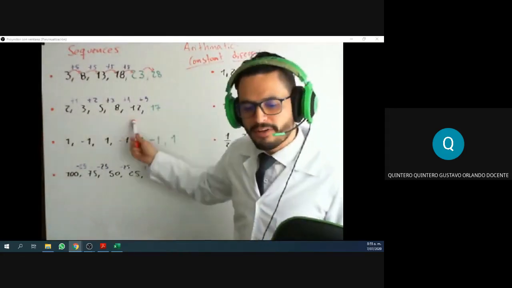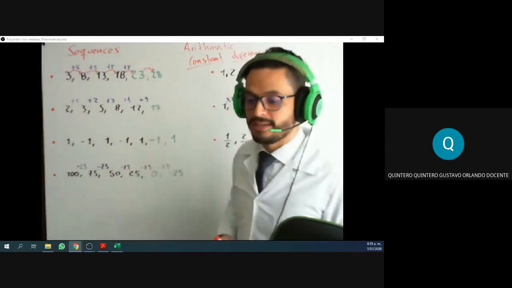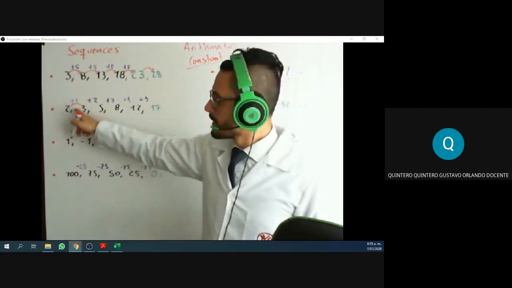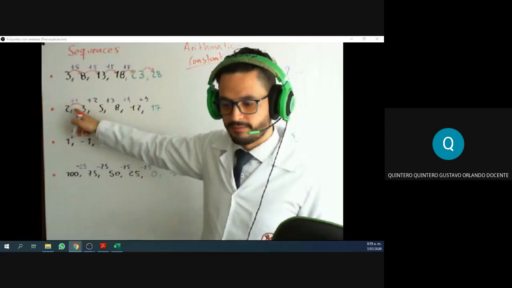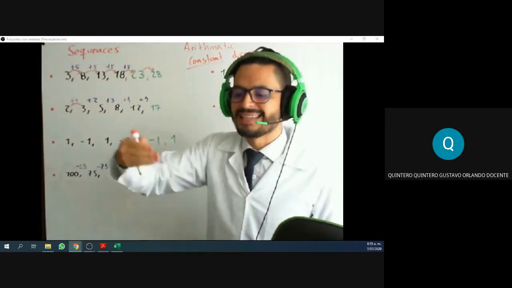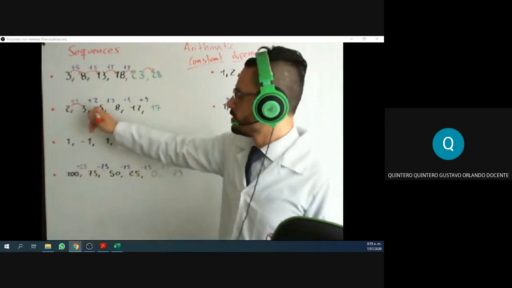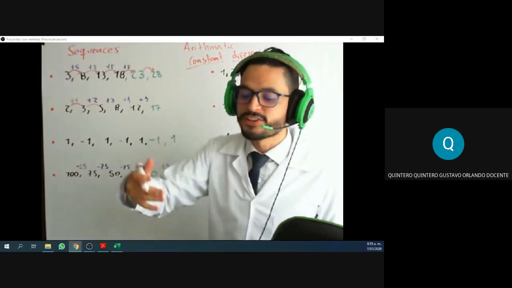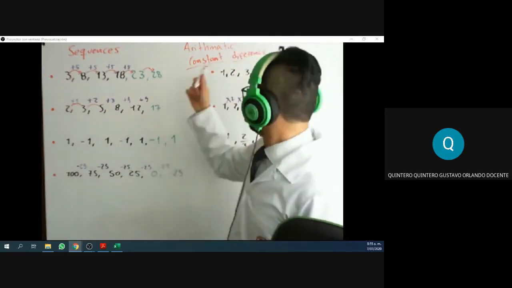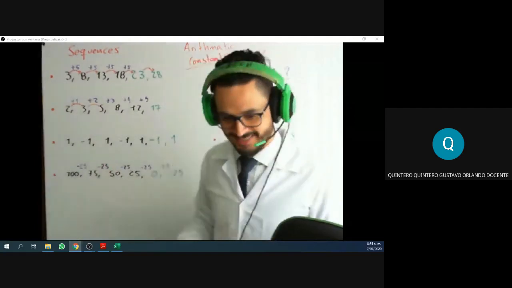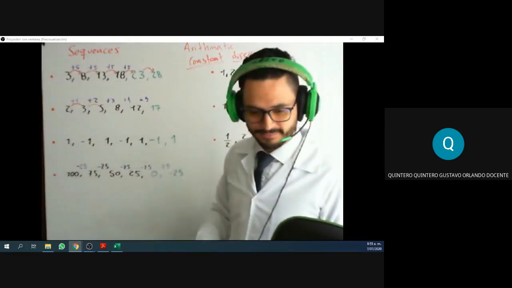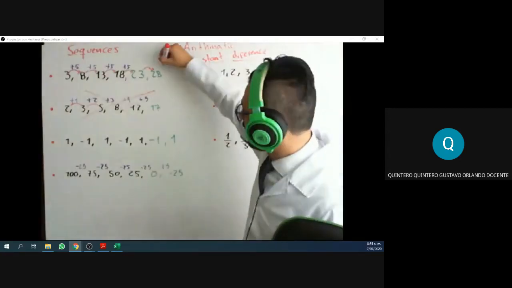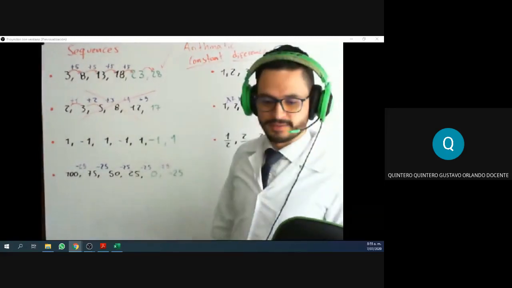This is an example of a sequence that is not arithmetic. Look, we have a difference here. The difference is 1. But it's not constant. Remember, constant means it is the same. It carries on, and you don't have the same difference here. One is plus 1, the other one is plus 2. So the differences are different. The differences are not the same. All right? This is not an arithmetic sequence. This one is an arithmetic sequence.